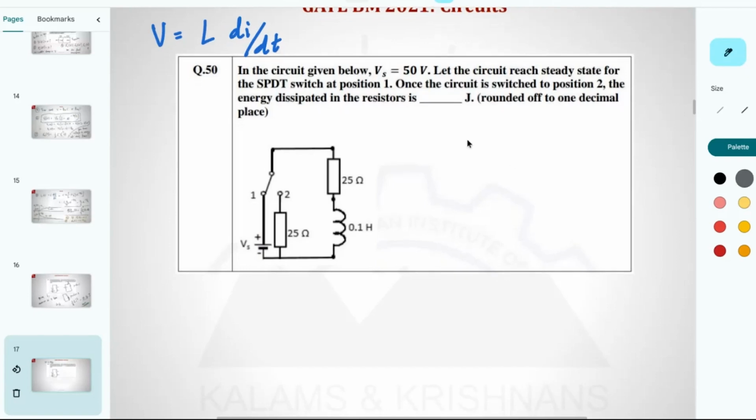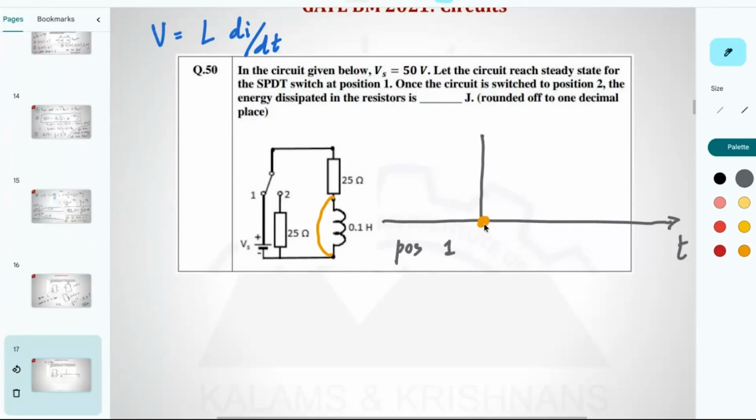Again, if I have to plot things as a function of time, the circuit given below reaches a steady state for the SPDT switch at position 1. Let's look at the current. I said at steady state, this thing shorts, right? The time point is over here. So you have position 1, then you make that switch, the SPDT switch, go to position 2, and you make that change at time t equal to 0.